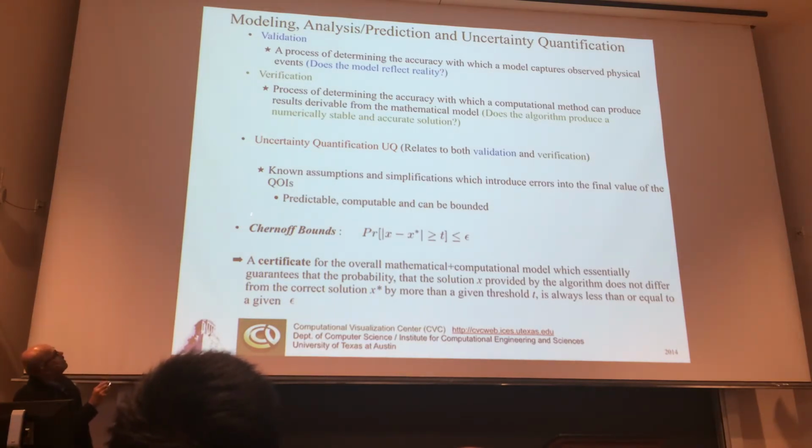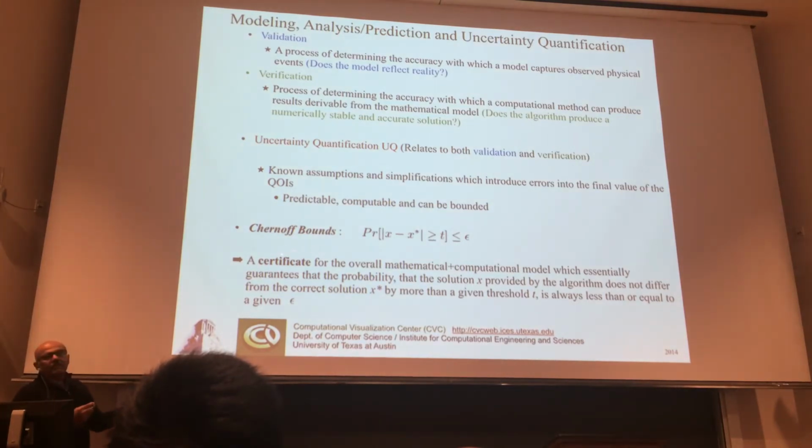And so what we say is, normally what we do is we do validation, where we go back and check if our model is capturing the reality. We're also doing verification of looking at the numerical accuracy. But we should also start to now do uncertainty quantification, which relates to both. So what we mean by that is come up with a certain certificate of saying how far is my prediction from the true solution.